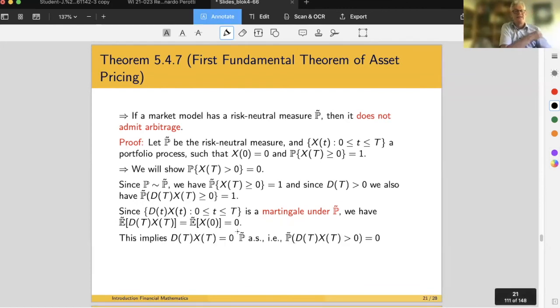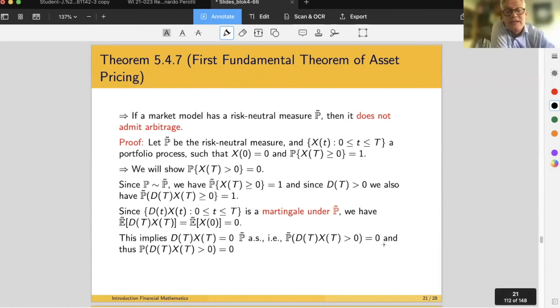Now that gives us, when this expectation is equal to 0, this implies that the discounted portfolio process at time capital T is equal to 0, P almost surely. Or in other words, that the probability under the P tilde measure of the discounted portfolio process at final time being greater than 0 is then equal to 0, right? Because it is equal to 0, P almost surely, and therefore this should hold under the P tilde measure.